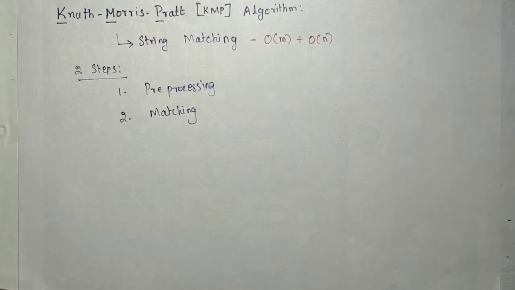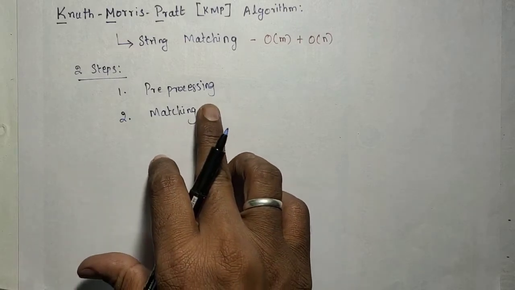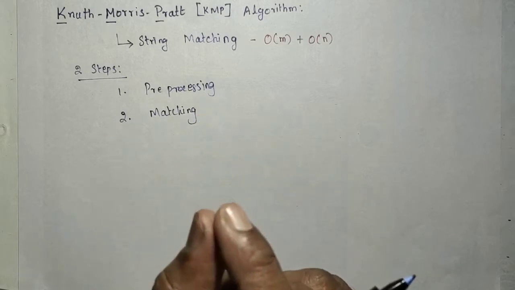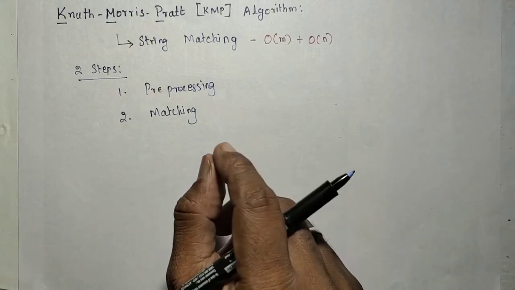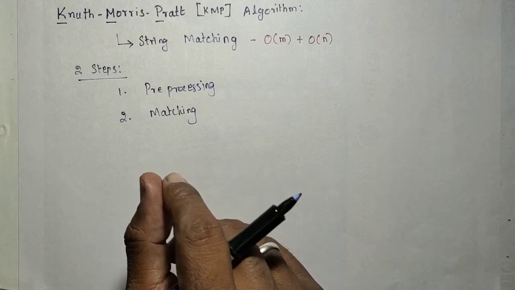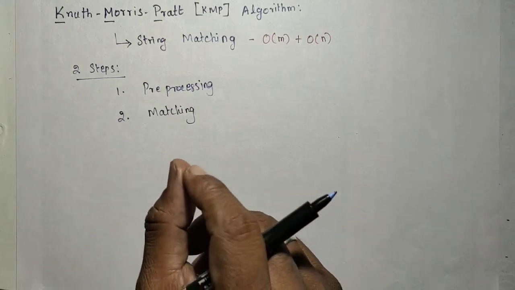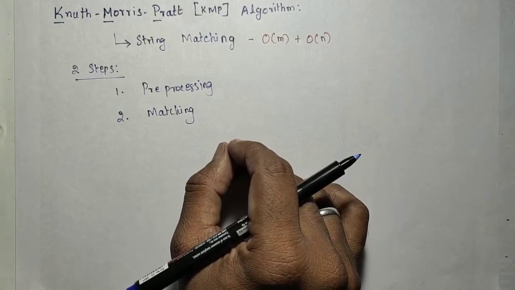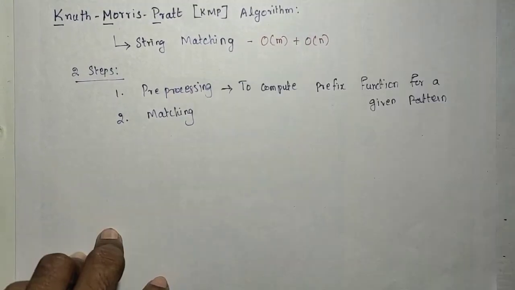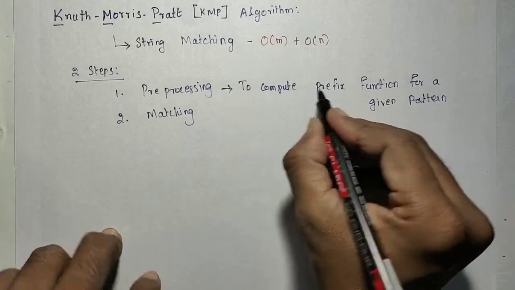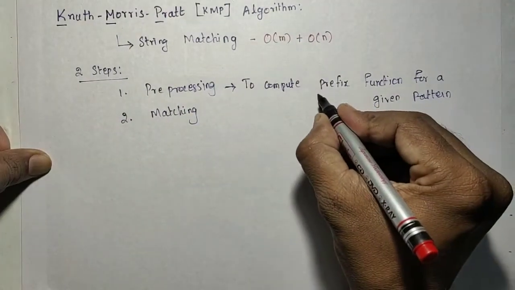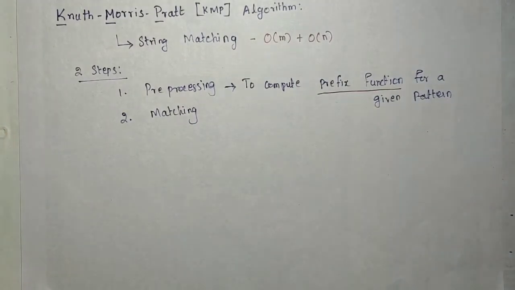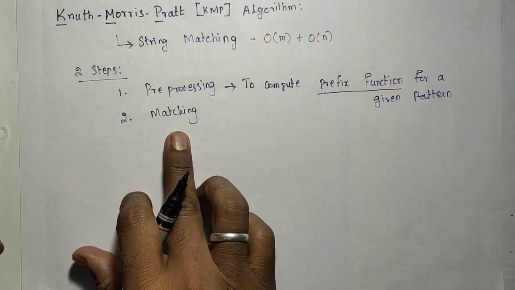The pre-processing is nothing but computing the prefix function for a given pattern. For each and every character in that pattern, we need to find the corresponding prefix value. What is that value, what is that function, we'll discuss. The next is matching. It's an O of N algorithm.